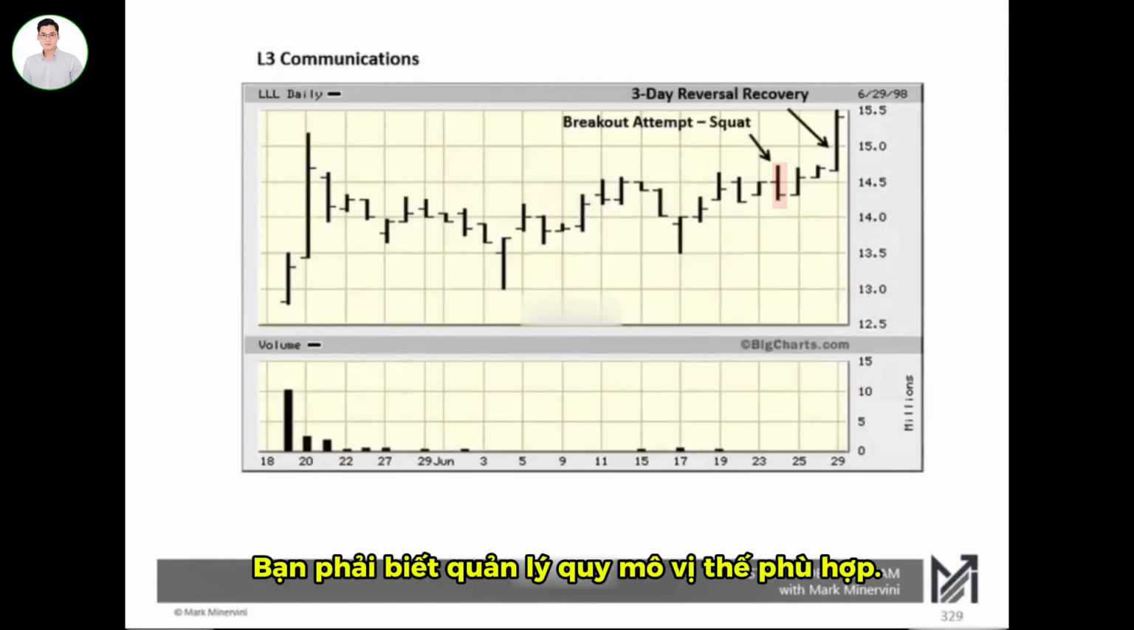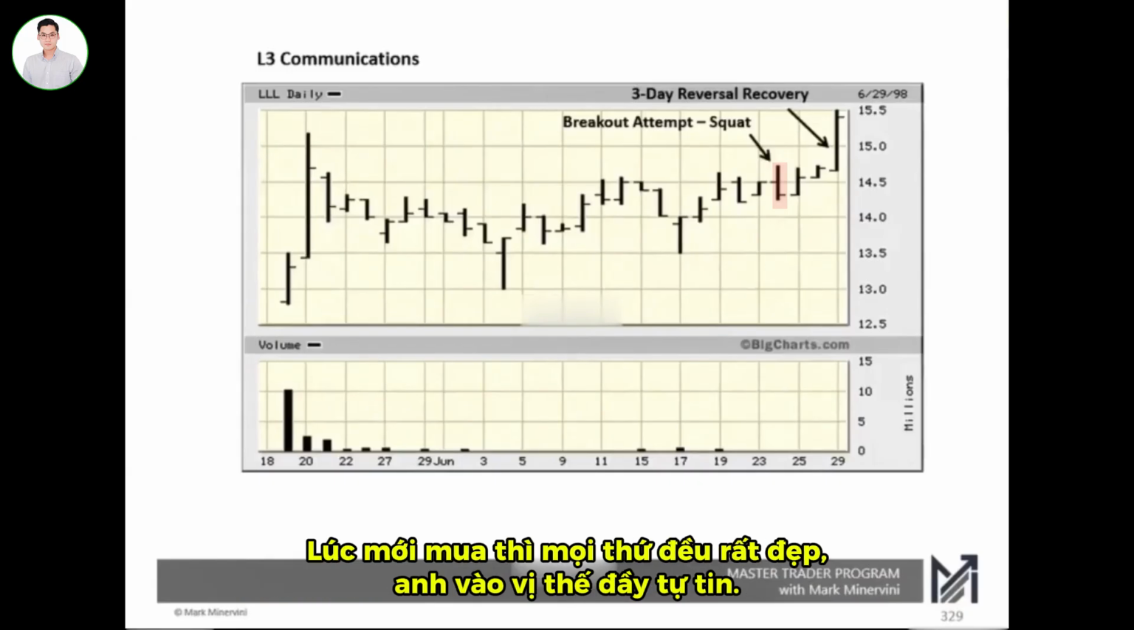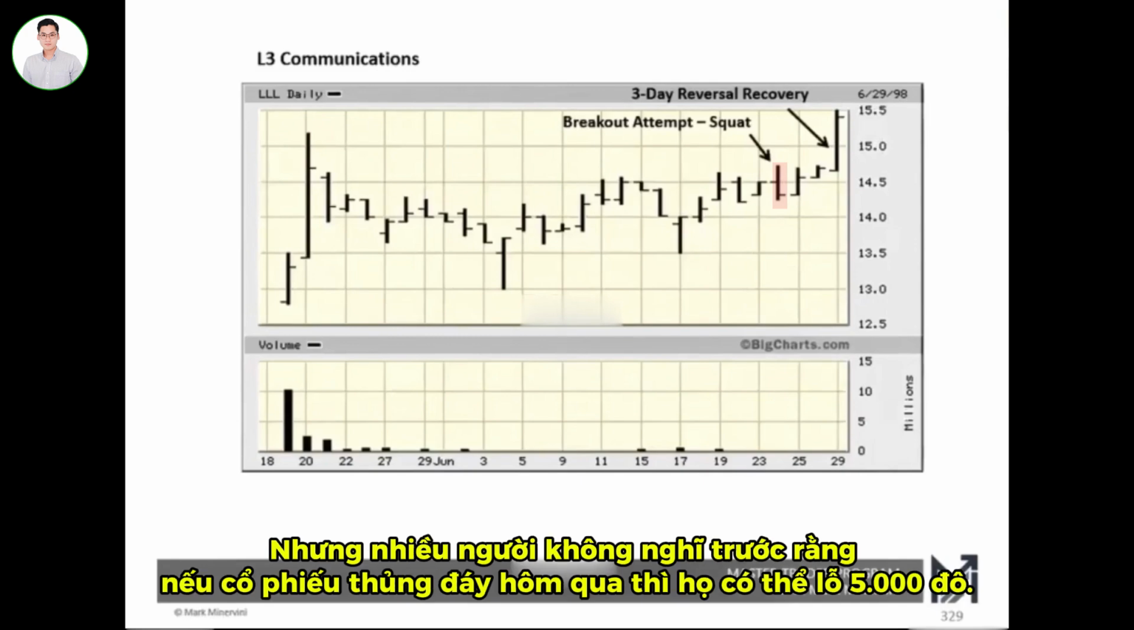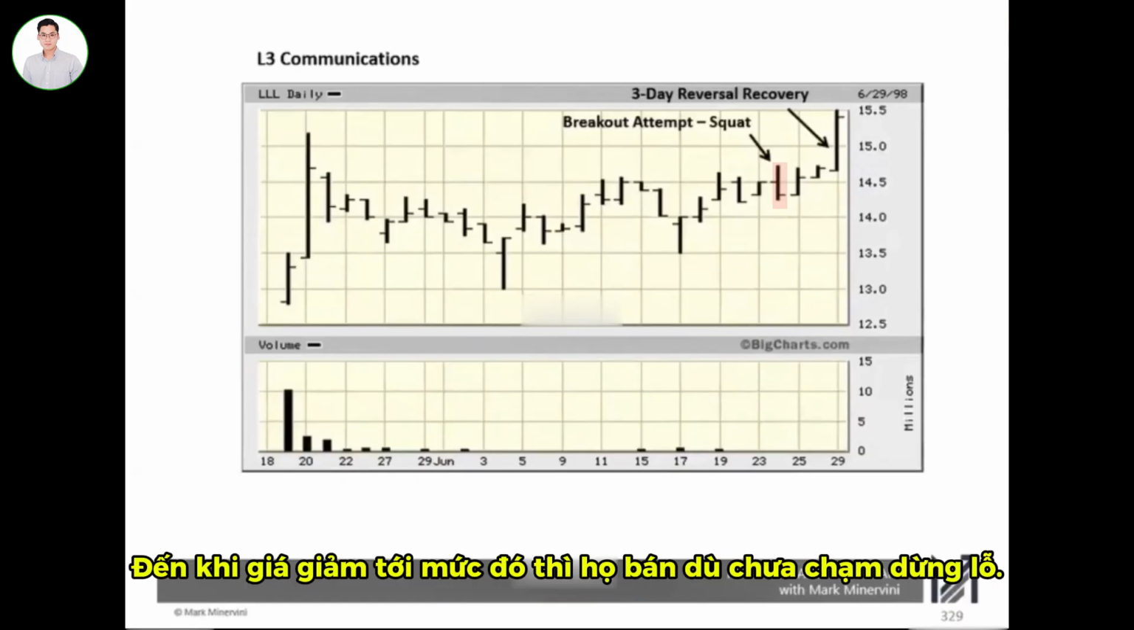This is probably a good time, Dave, to just ask you, as far as I know you can relate to it, but how do we combat that, getting into a situation where you get into the stock and it's all rosy and you take this position, but a lot of people don't think about, if this thing moves against me and it's down, it takes out yesterday's low, I'm going to be down $5,000, and they don't really realize that they can't really emotionally handle a $5,000 loss. So then they get to that point and they sell it, and it hasn't even hit their stop yet.